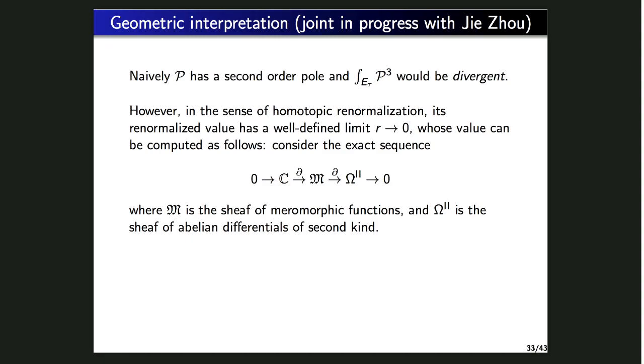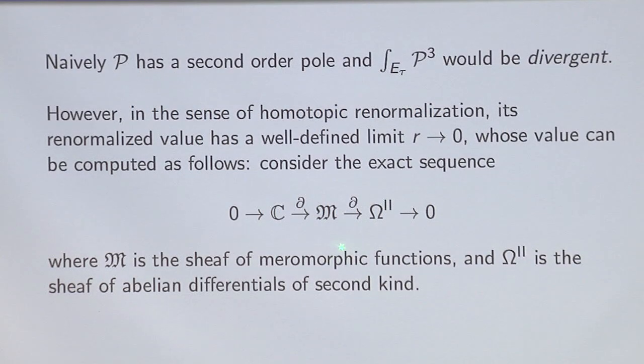So let's consider the following exact sequence on the curve, or actually on any Riemann surface. The first one is the constant sheaf. The second one is the sheaf of meromorphic functions. The third one is the sheaf of abelian differentials of the second kind. So this is like a holomorphic differential, because this means a meromorphic one-form which has no second order pole. That's why it is locally exact. So this is actually an exact sequence.